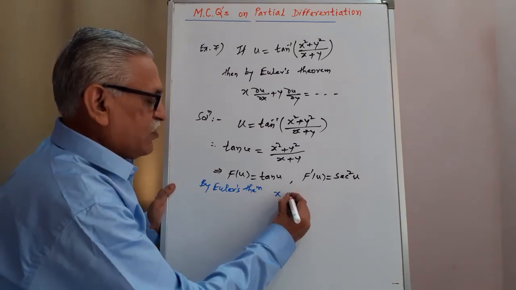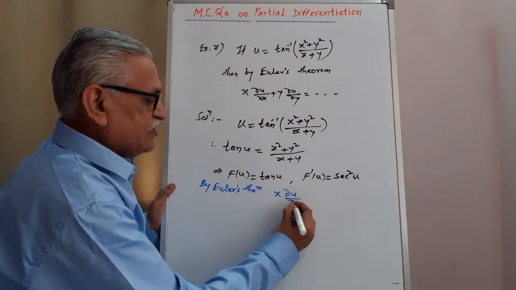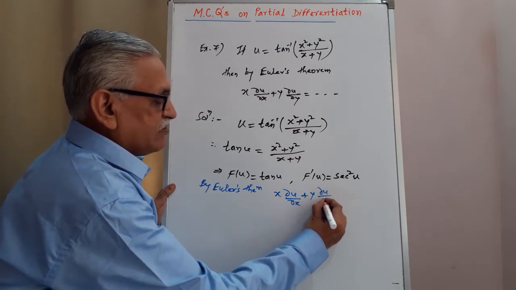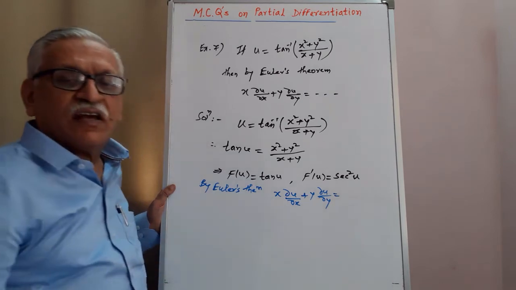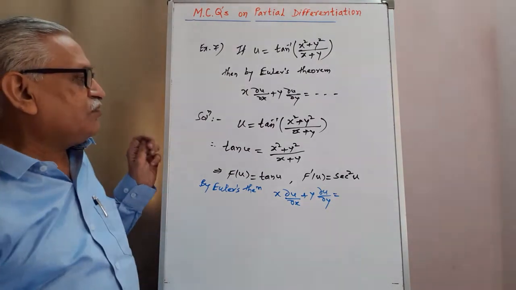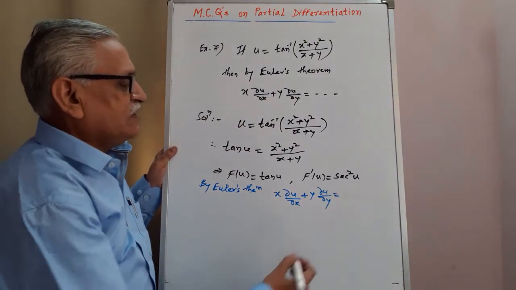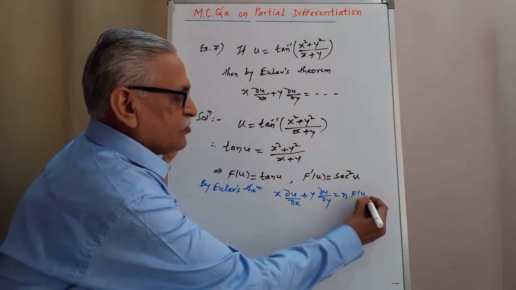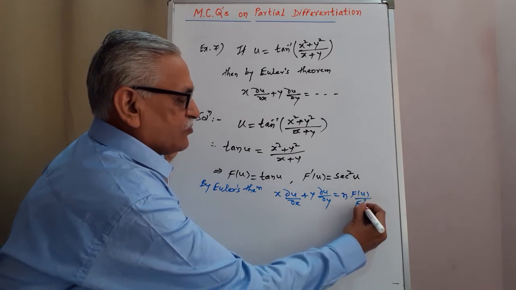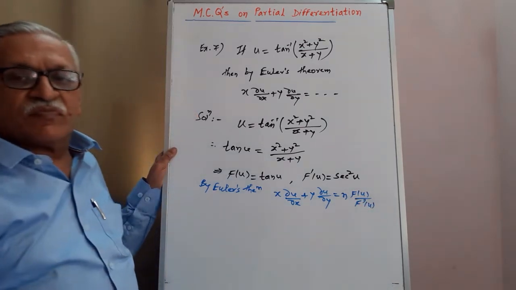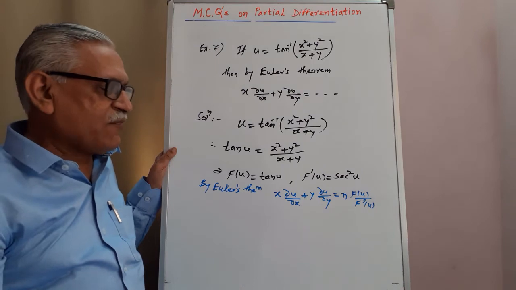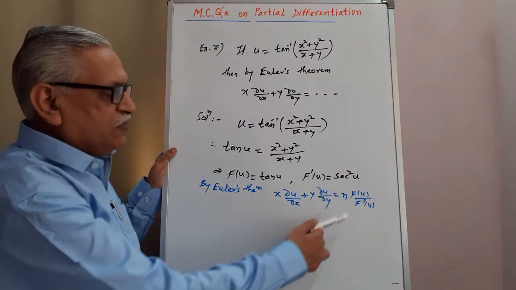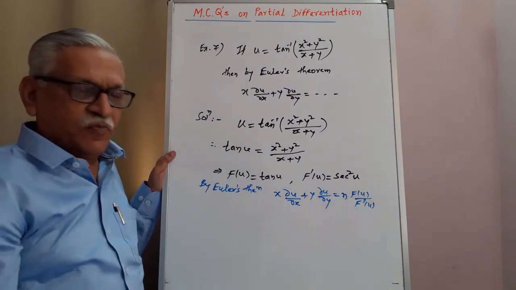And then by Euler's theorem, we get x dou u by dou x, it is first order derivative, plus y dou u by dou y, and as it is a case 2 or type 2 problem, the result on the right hand side is n f of u by f dash of u. For type 1, it is only n u. It is not type 1, it is type 2, and therefore the right hand side must be n f of u by f dash of u.